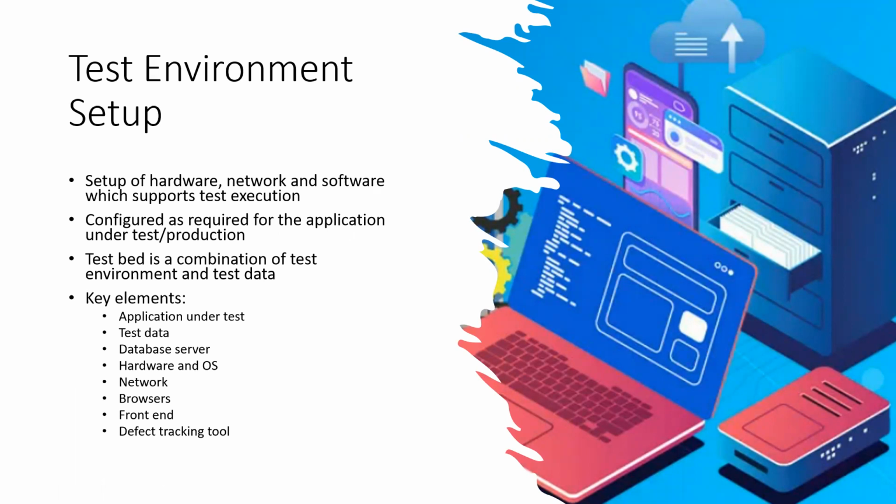So we have something called UAT, right? That is user acceptance testing. This is called AUT, application under test. Application under test is nothing but the software on which we are going to perform test execution, right? That is called application under test or production. They'll be doing it for the testing environment, and we also have to have an environment for production, right? So that is called configured as required for the application under test or production.